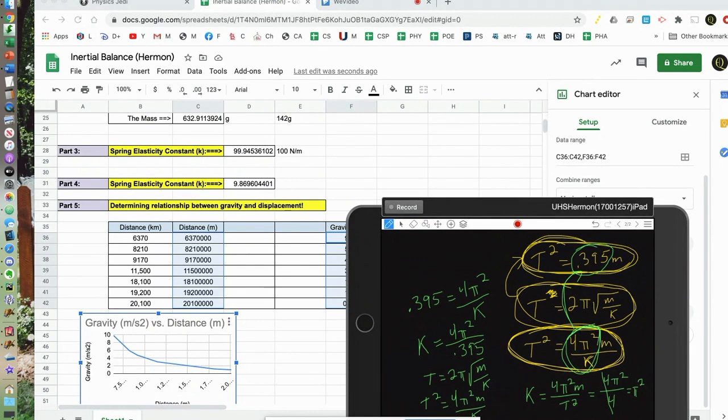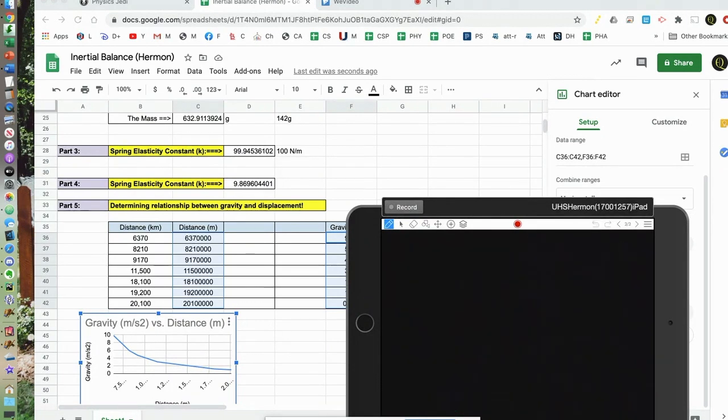So what's this look like? Gravity or distance is proportional to 1 over gravity, or gravity is proportional to 1 over distance. Either way, you could write it either way. Remember distance was on our x, so this would be like x is proportional to 1 over y, or you could do y is proportional to 1 over x. Either way is going to be fine.